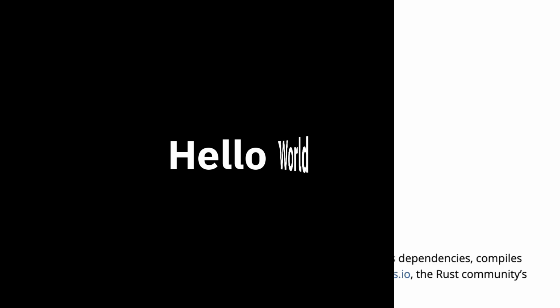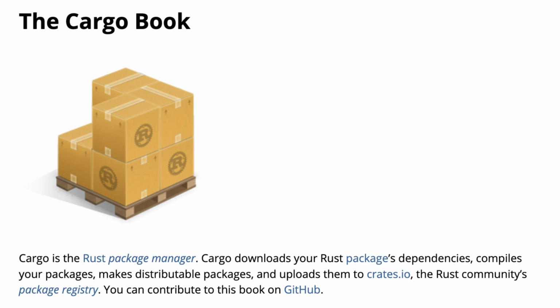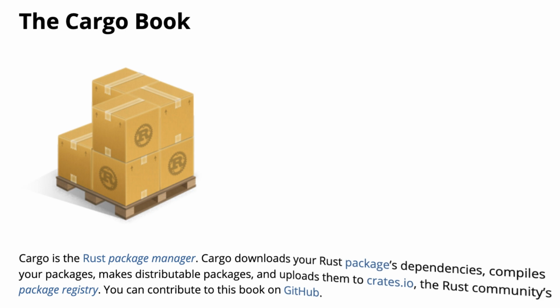The next step is writing and running your first Hello World program. With our install of RustUp, we got Cargo, which is the Rust package manager. Cargo downloads your Rust packages' dependencies, compiles your packages, makes distributable packages, and can even upload them to crates.io, in addition to linting, formatting, auditing, and many other useful features.